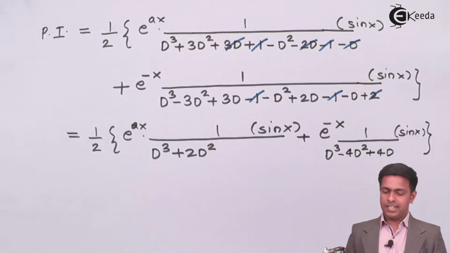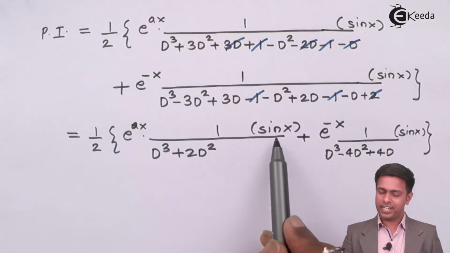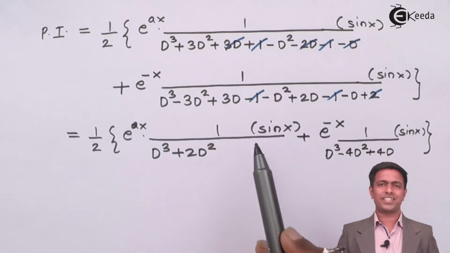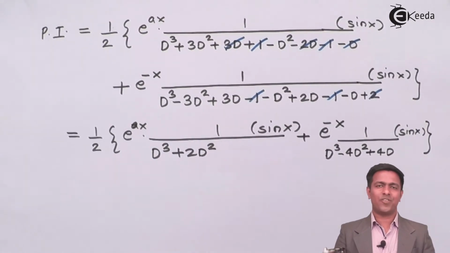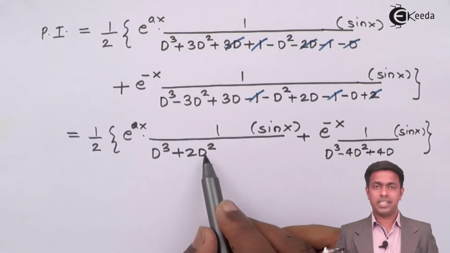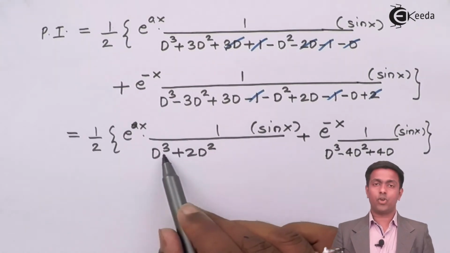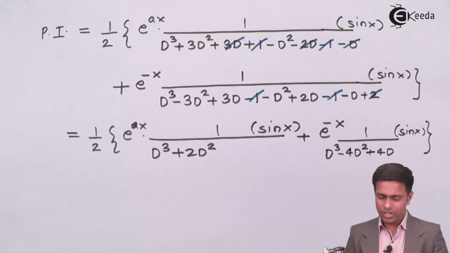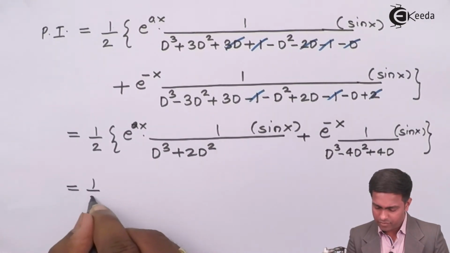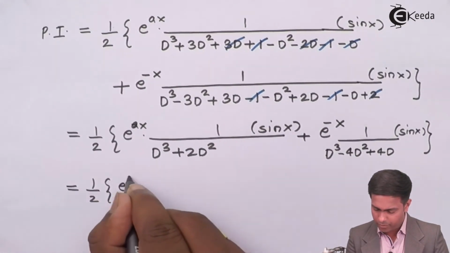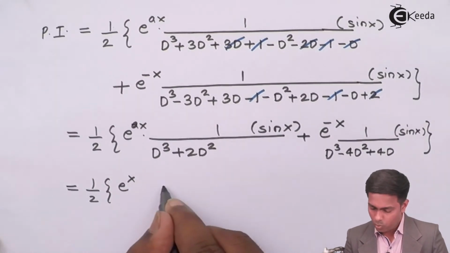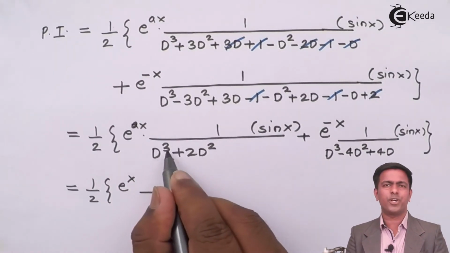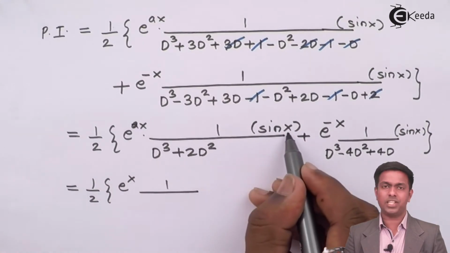Now guys, here if you see the function, it is in the form of sine of ax. So whenever we have a function as sine of ax, that time we replace d square by minus a square. So here I'll replace the d square with minus 1. D cube I'll rewrite as d square into d. So here we will get half into e to the power x, 1 upon d square into d, where d square is minus 1.